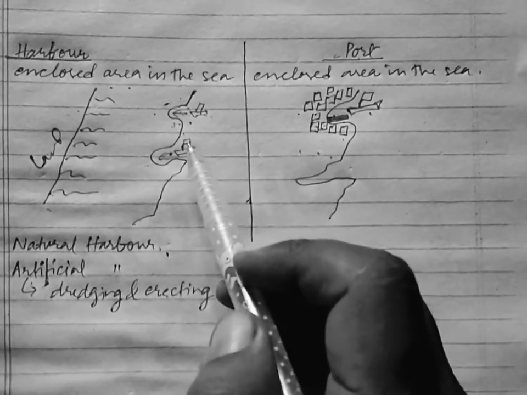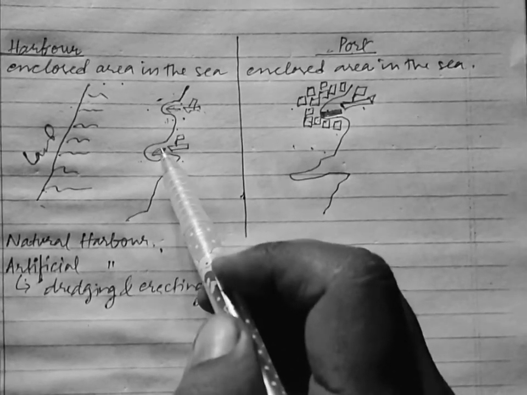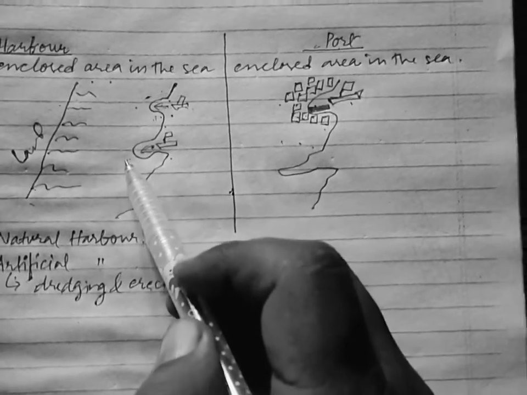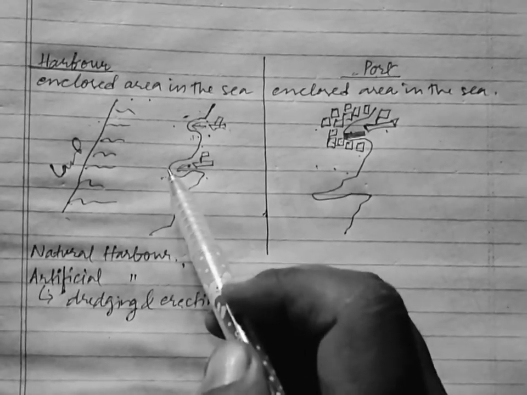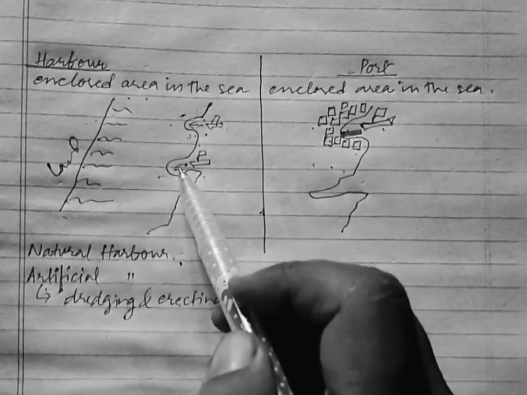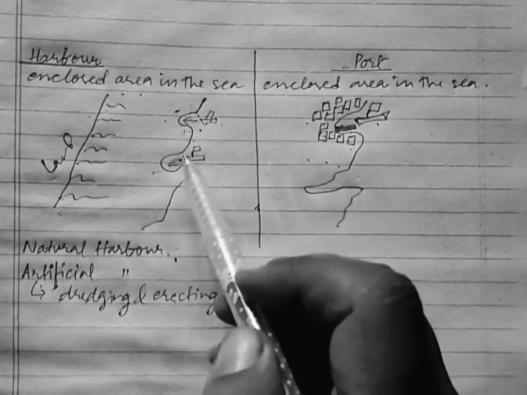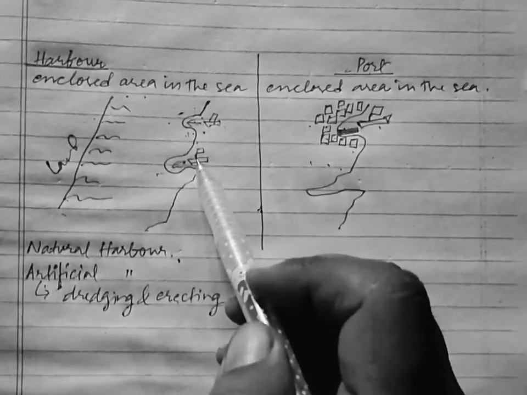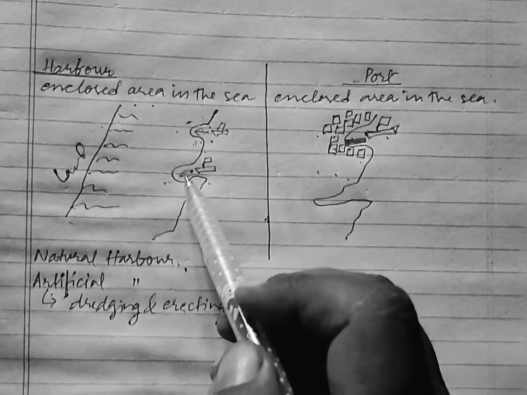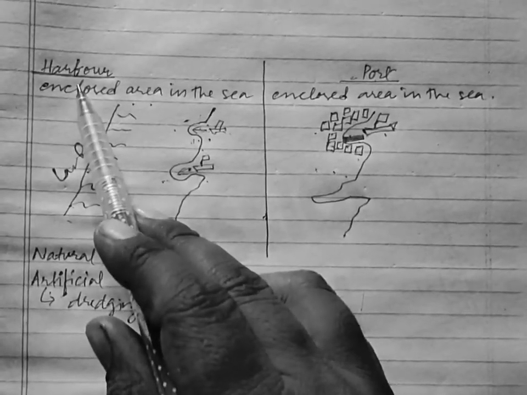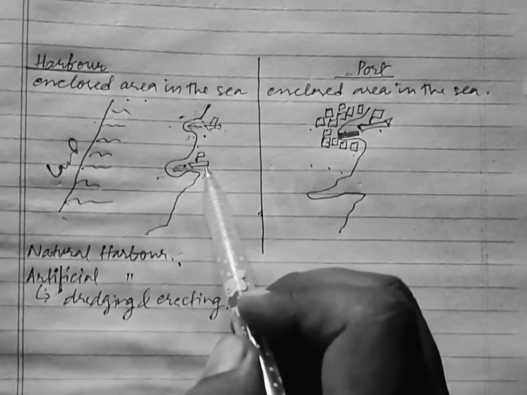And it also allows the sea water to enter a little further into the land. So if that kind of area is present, it can be used as a shelter bed for the sailing ships. We call those kinds of areas a harbor, which gives shelter or protection to the ships.